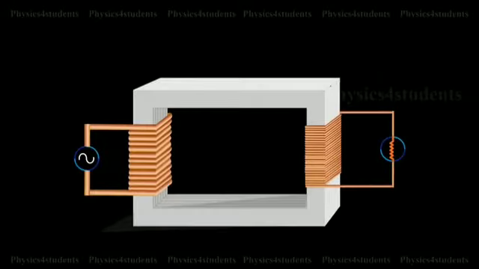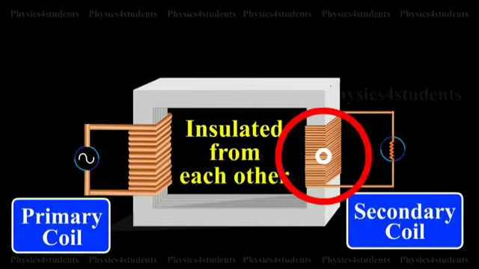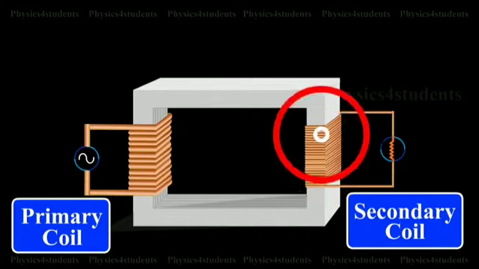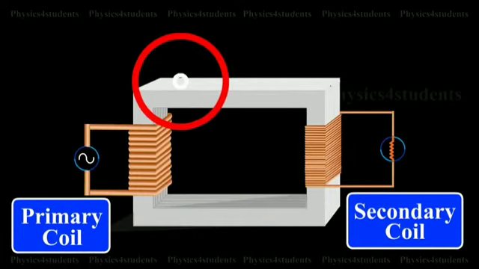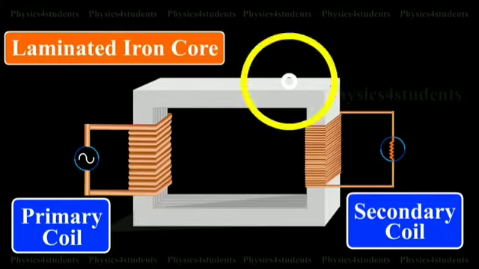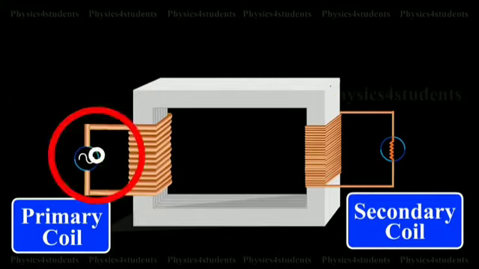Principle of a transformer. The principle of transformer is the mutual induction between two coils. That is, when an electric current passing through a coil changes with time, an EMF is induced in the neighboring coil.